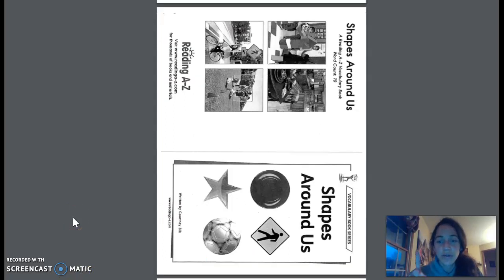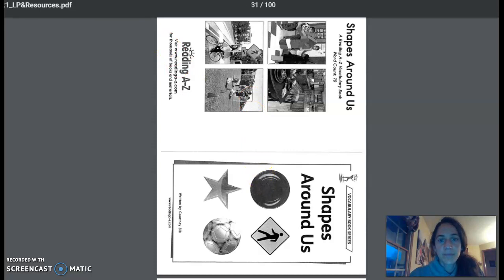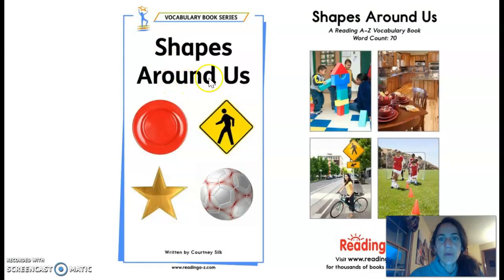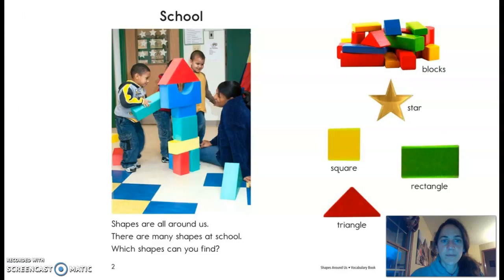Now we're going to read our first book. Ahora vamos a leer el primer libro. It should look like this in your packet. En sus paquetes se ve así. It's called Shapes Around Us. Como formas alrededor de nosotros.